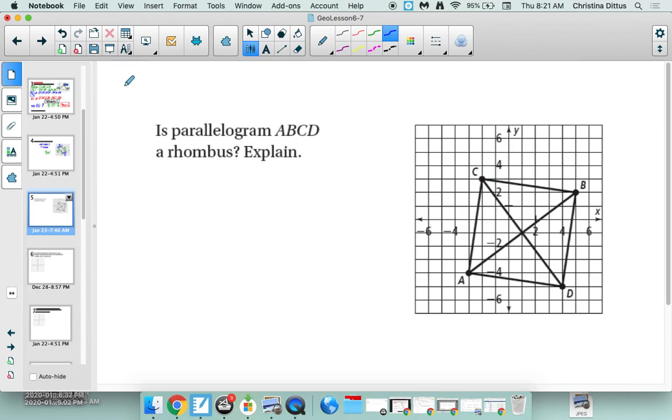No, you're not wrong. Okay. Is having all 4 sides the same specific to just rhombuses? Absolutely not. Are you talking about squares? Yeah. Sure. Well, what other shape has all 4 sides the same besides a square?